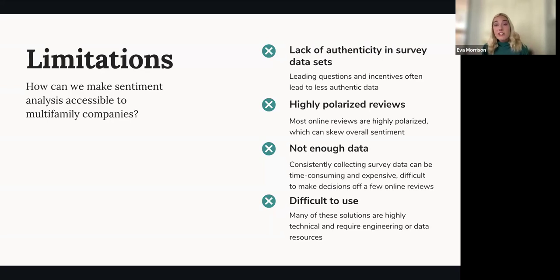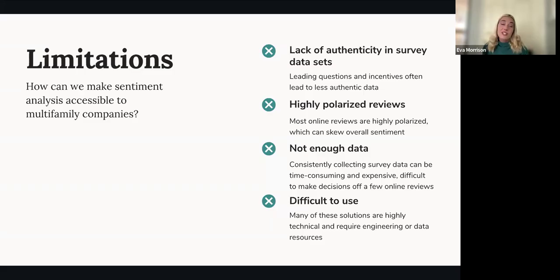Often just having enough data to extract these insights can be challenging. If we are using surveys, we have to send them consistently over time. Rewriting the surveys, collecting that data, going through the incentive process really takes a lot of time and can also be expensive depending on what those incentives are if we're using a survey company. And it can also be difficult to make decisions off a few reviews. Many of the communities we work with only get a handful of Google or Yelp reviews per year. And being able to make decisions off a few reviews each year is really challenging.